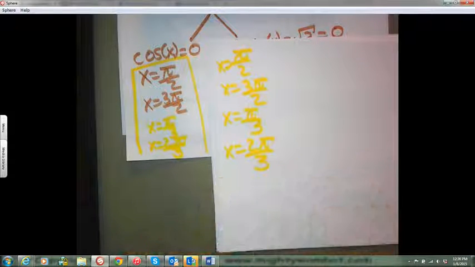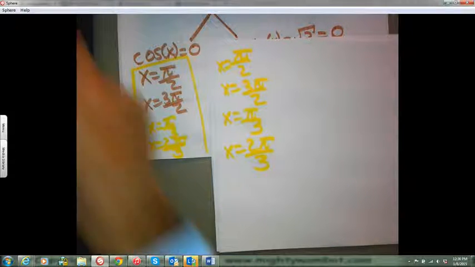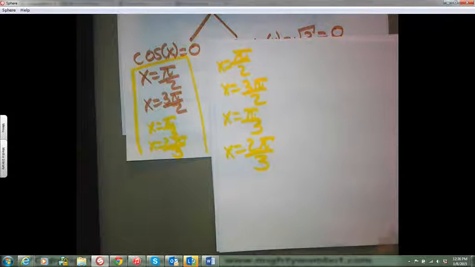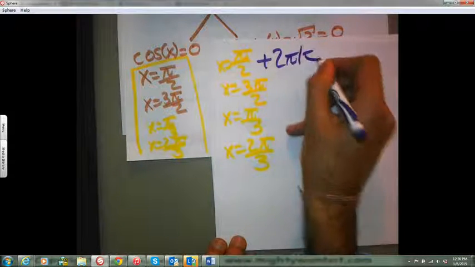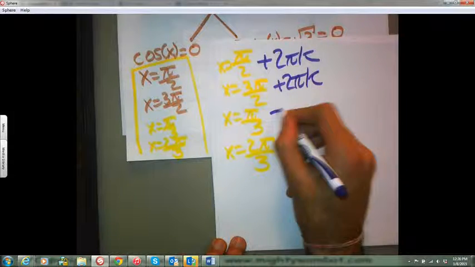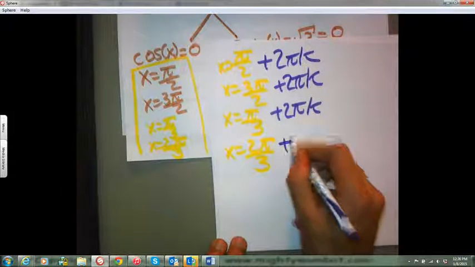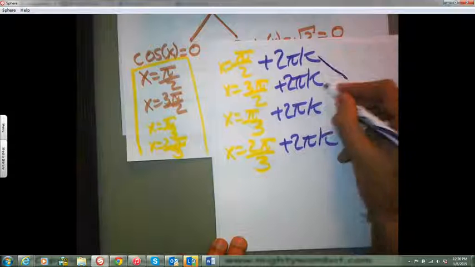And then the original problem was asking from negative infinity to infinity. If you want to look back at number 12, you'll see that. So we need to add plus 2 pi k. Again, the reason it's 2 pi is because this is talking about cosine and sine, both of which have a period of 2 pi.